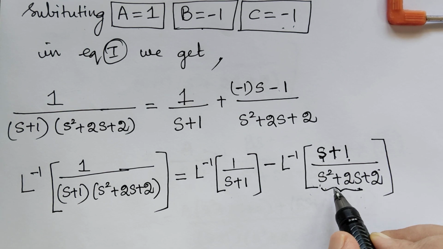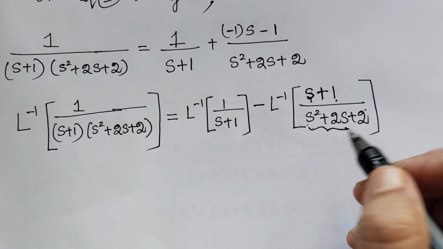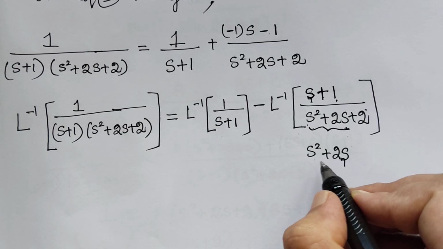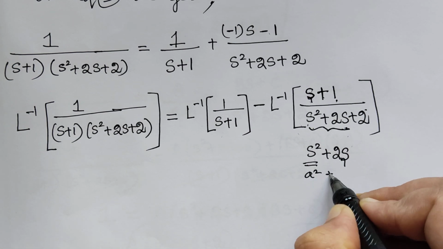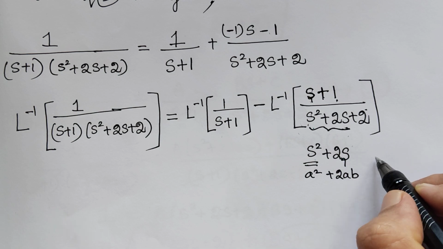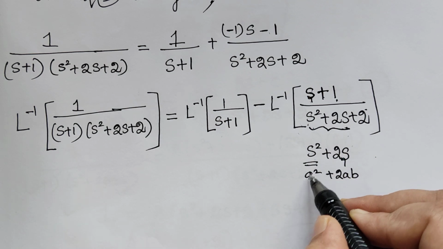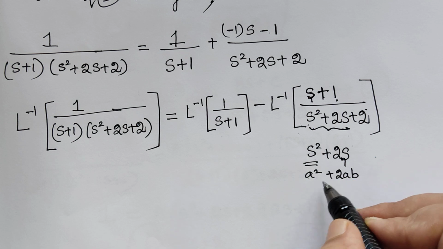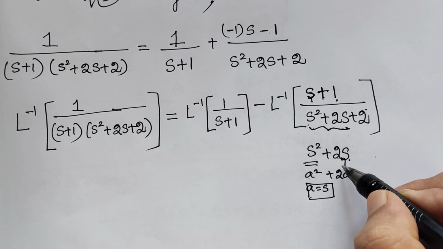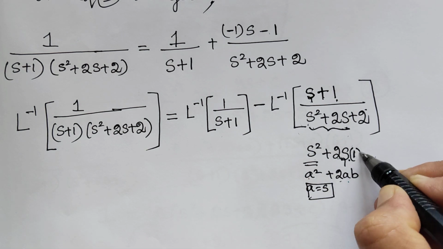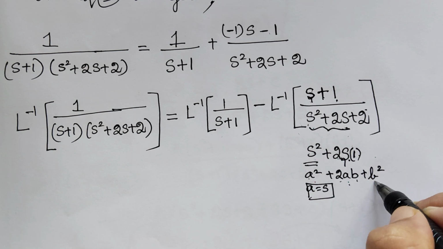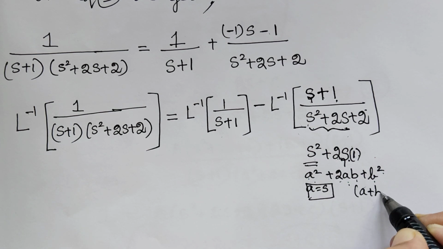So how will you do it? You just take this s square plus 2s and write it separately. So s squared plus 2s. Now in order to make this a perfect square, you can see that this is like a square and this is like 2ab. So what term do you have to add and subtract to make it a perfect square? This a square is equal to s square, which means a is equal to s. And here you have 2s, so 2a, which means the value of b is 1. The formula is a square plus 2ab plus b square, so that you can write it in the form a plus b the whole square.